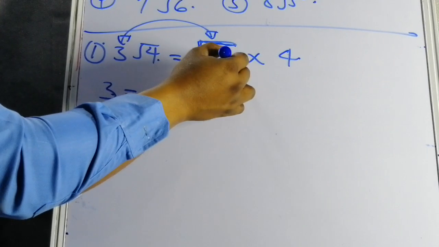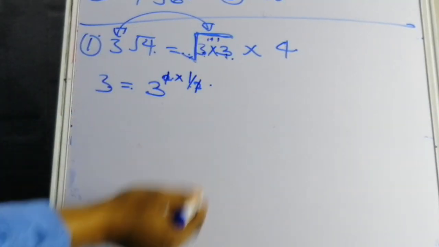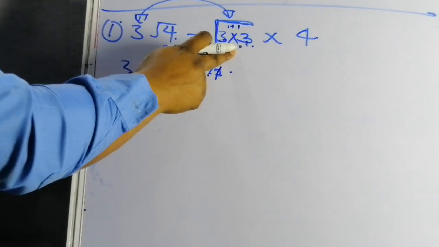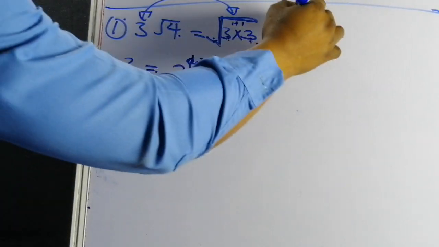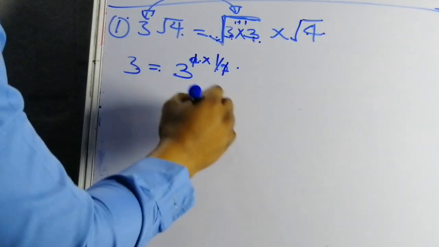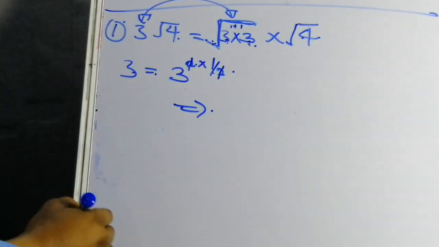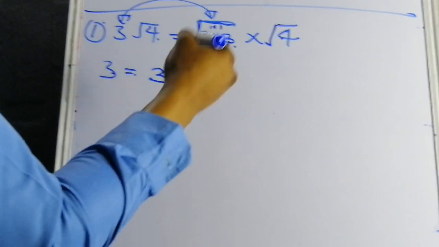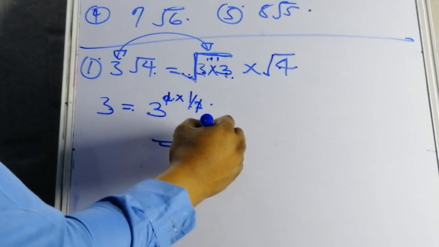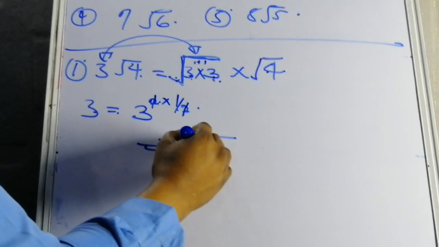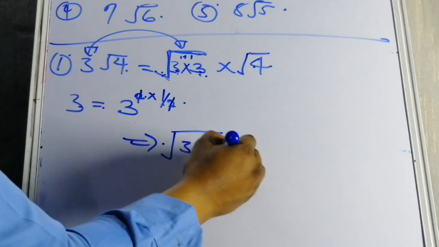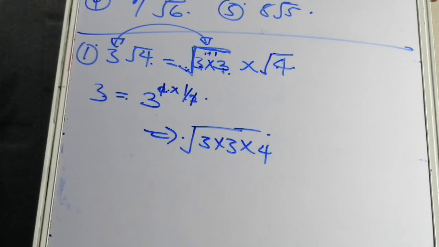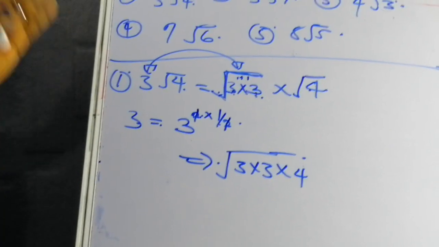Or you do this 3 times 3, 9. Square root of 9 is still what? 3. So since I'm returning this to this, I can now say this is root 4. Don't forget this is root 4. So that implies that I can have, from the multiplication law, root 3 times 3 times root 4.